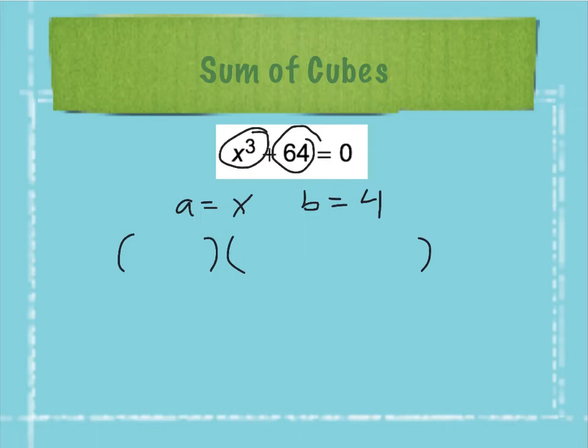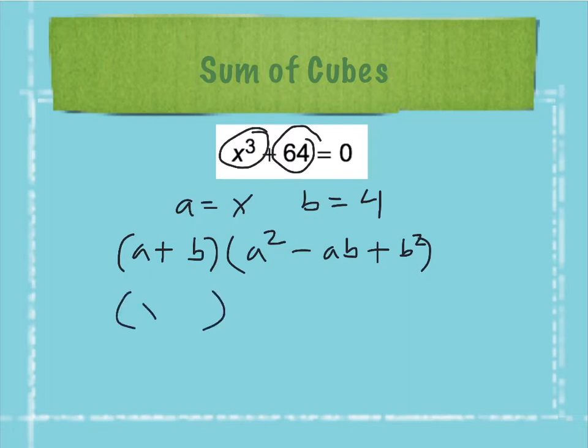So remember, in sum of cubes, our signs go plus, minus, plus. And then we just need to fill in our a and b. So we have a plus b, a squared, a times b, and b squared. And now we just need to put our x and our 4. Our x goes where our a's are, and our 4 goes where the b's are.